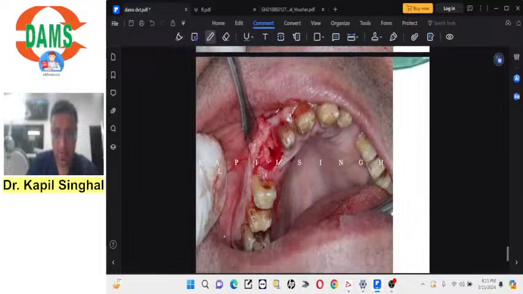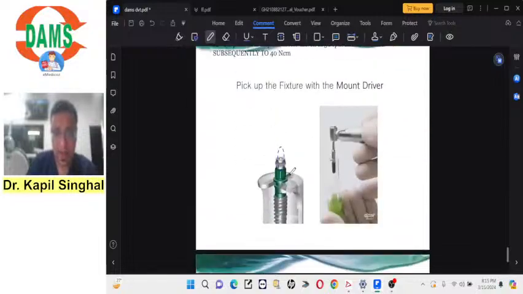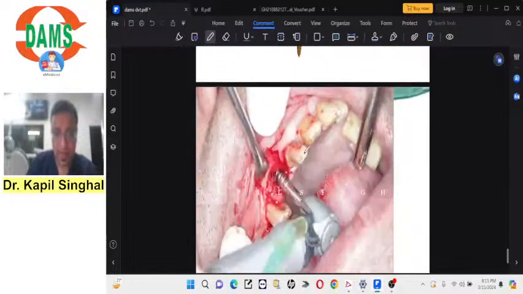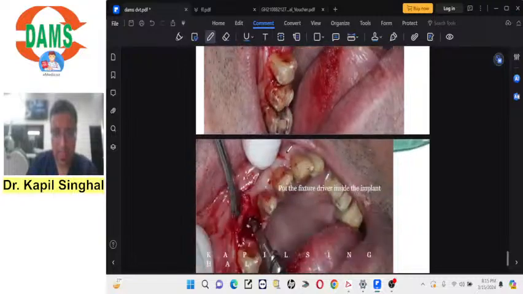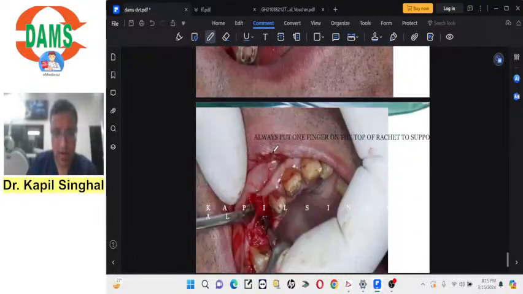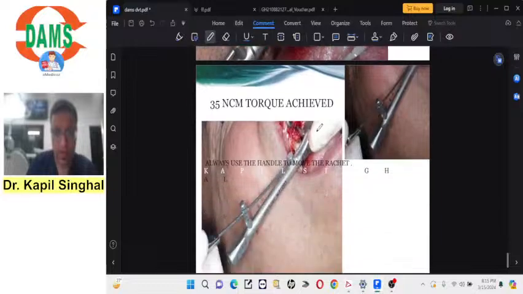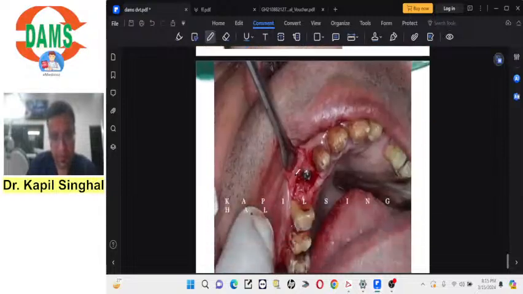After this is done, this is my osteotomy that is created. I'll take my implant and I'll position my implant in the osteotomy. Now I'll take my ratchet to see the torque. So I'll put a driver and I'll take my ratchet. My ratchet spring is coming to 35. So it means I have achieved a torque of 35 Newton centimeter. And I placed a covered screw over it and I'll suture it.